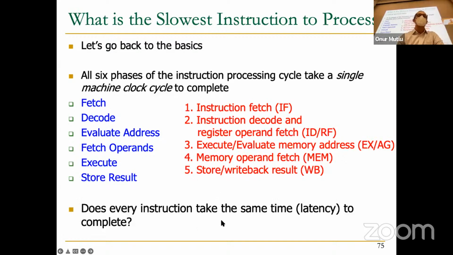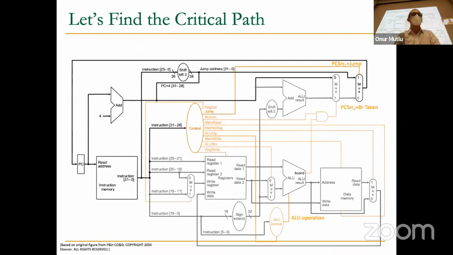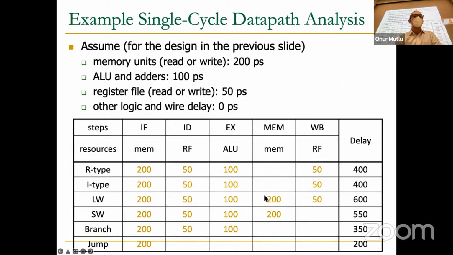So the question is, does every instruction take the same latency to complete? And the answer is already no, because they don't go through the same parts of the data path, right? So let's find the critical path in our data path. This was our processor. Let's take a look at the critical path.